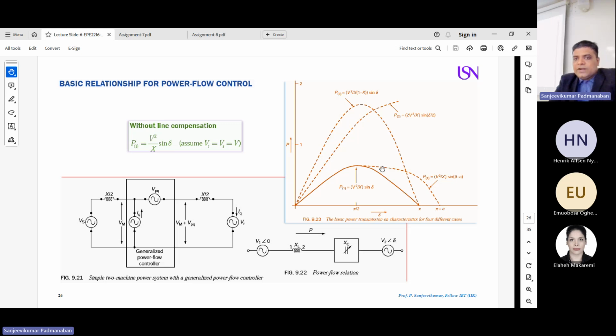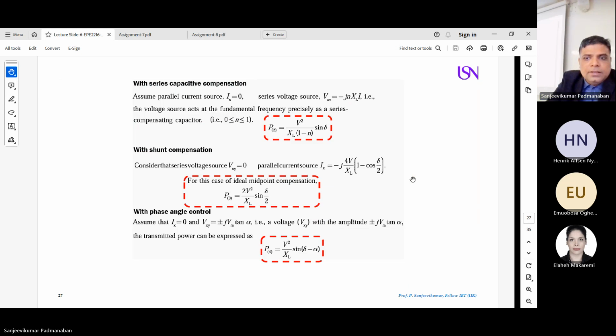So we have seen different characteristics. This is the standard characteristic of your generator with delta, V² by X into sine delta. Then we move to series compensation, shunt compensation, and phase angle control. So we have different controls by using these static devices, thyristors or MOSFETs or IGBTs. We are able to control the power flow of your transmission line. Can I go to the next one? Just look at the formulas which I circled. It's enough for your understanding of the power system.